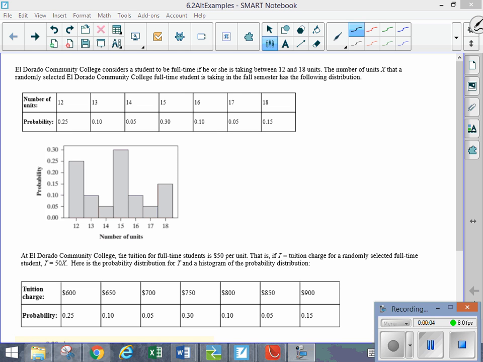We've got a distribution here. We've got the distribution of the number of units, sorry, like in credits, right? That these kids are taking in college. We've got the distribution of it. Seems like 15 credit hours is pretty large.